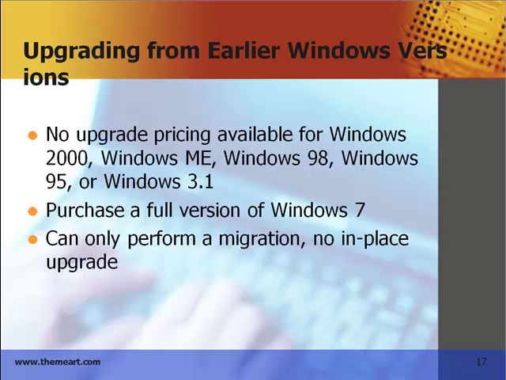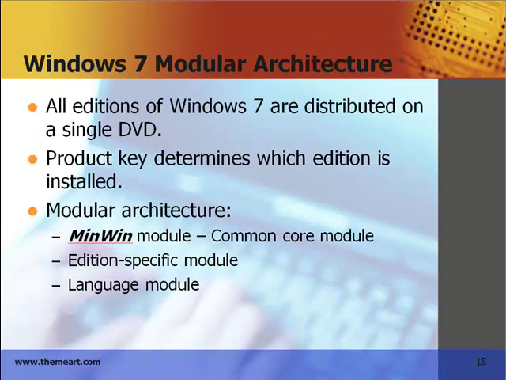And like I mentioned, Vista is the only one where we can use an upgrade license, where we can buy a license to upgrade from one to the next. No upgrade pricing from 2000, ME, 98, 95, ooh, Nintendo. And you've got to purchase a full version of Windows 7. So unless you own a Windows Vista license, the only legal copy you'll have of Windows 7 will be one you pay full price for.